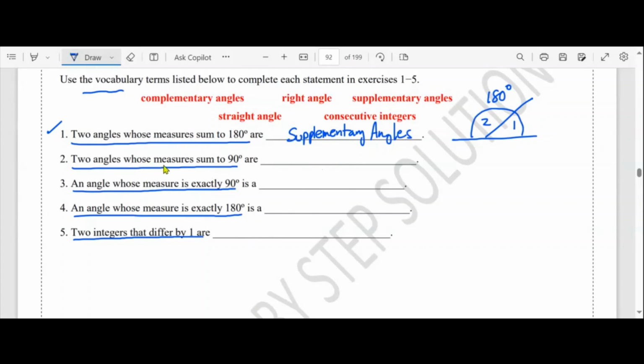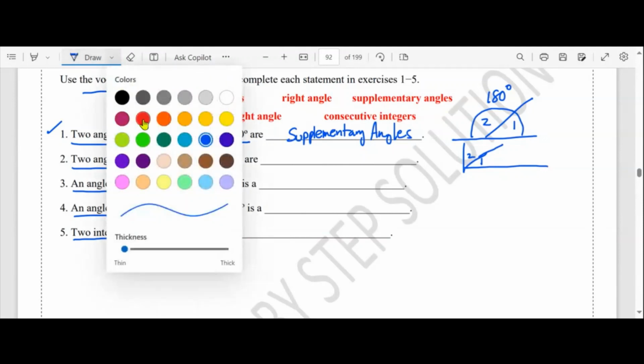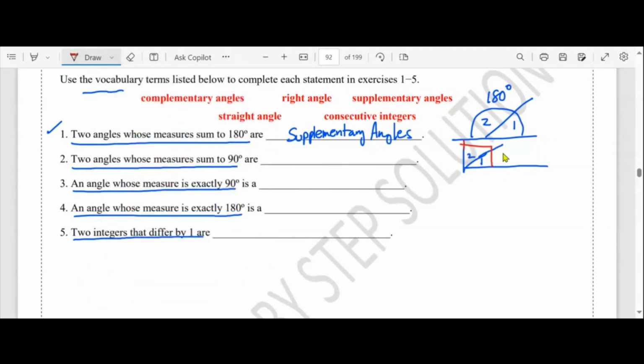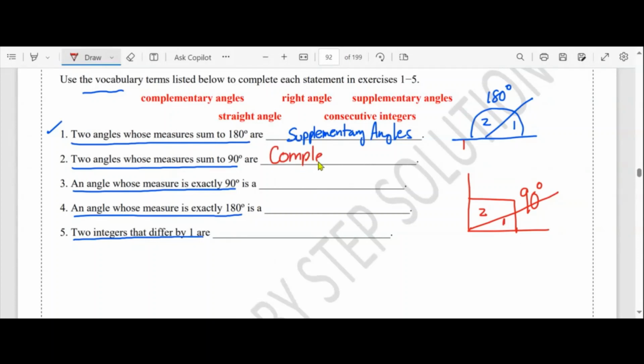Okay, now the next one. Two angles whose measurement sum is 90. So you have one angle here, and their measurement is how much? What's the measurement of this? 90. So both of them is how much? 90. Can I just make it in the bottom here? So it's like this, and you have angle 1, angle 2. Both of them give you what? 90 degrees. So this is called what? Complementary. Complementary angle.